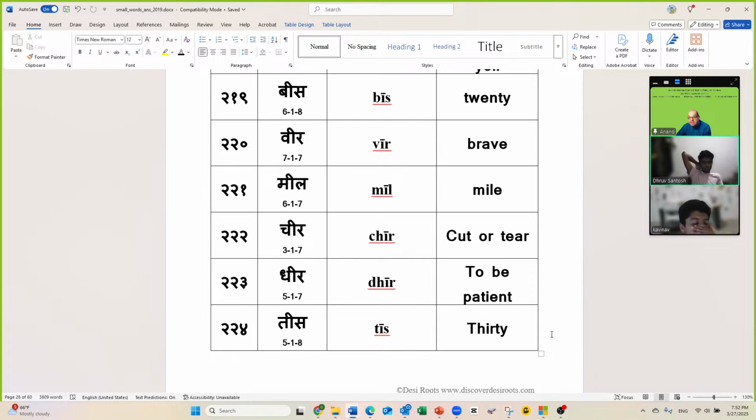Wait, so tees is 30, and dus is 10. Then how do we get 20? They're just names for numbers. Dus is 10. Bees is 20. Tees is 30. Chalees is 40. Pachas is 50. Saath is 60.